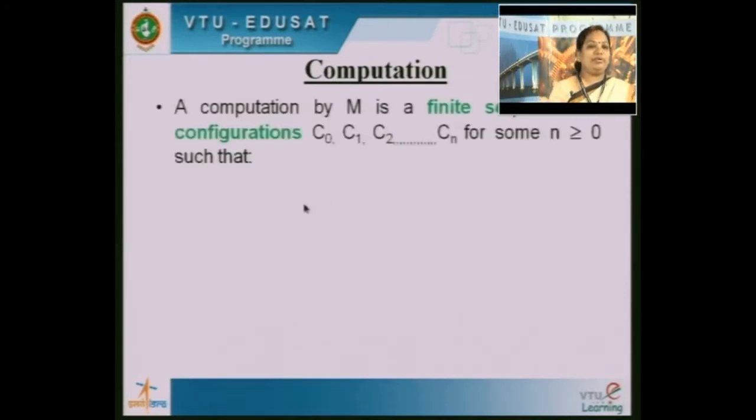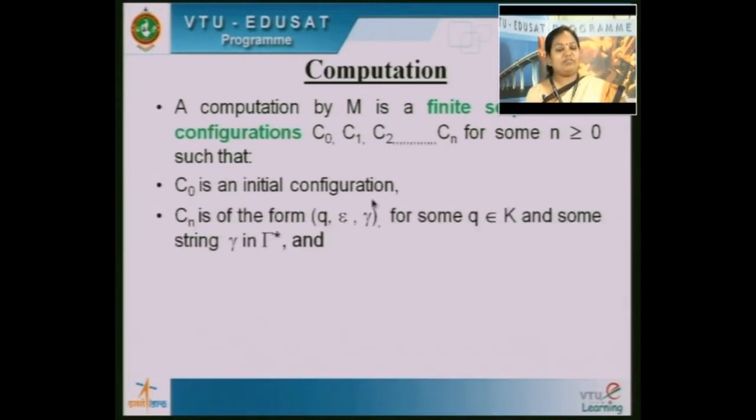Next, computation. What do you mean by computation? A computation by M is a finite sequence of configurations C0, C1, C2 up to Cn for n greater than or equal to 0, such that C0 is the initial configuration, and Cn is of the form (q, epsilon, gamma) for q belonging to some state and gamma belonging to some string of stack symbols. Then C0 yields C1, C1 yields C2, C2 yields so on up to Cn.